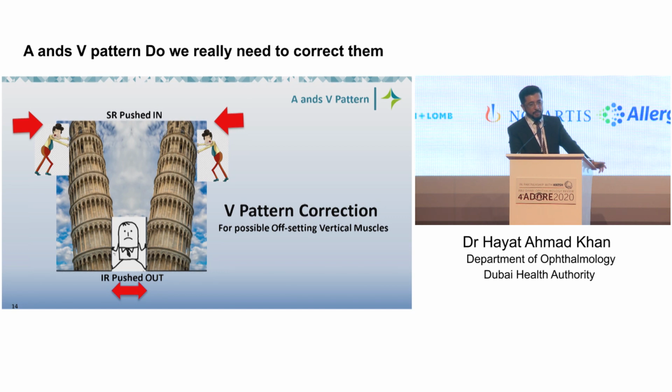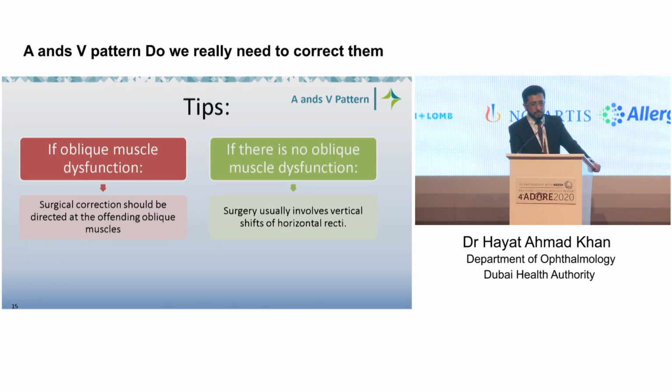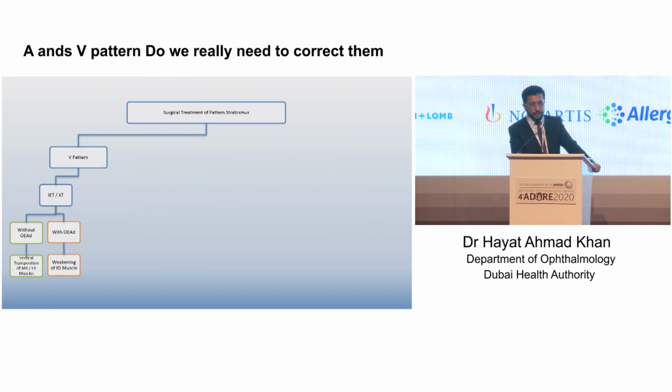So it depends how we play, and definitely we have to make sure that we are not causing any torsions, which is sometimes possible in some cases, especially in adults, and can cause diplopia. So if oblique dysfunction is present, of course, the treatment has to be directed to the offending oblique muscles, but if there's no oblique dysfunction, horizontal muscle offsetting is the way to go. Going further, if there is a DVD, of course, an anterior transposition of the inferior oblique can be done.